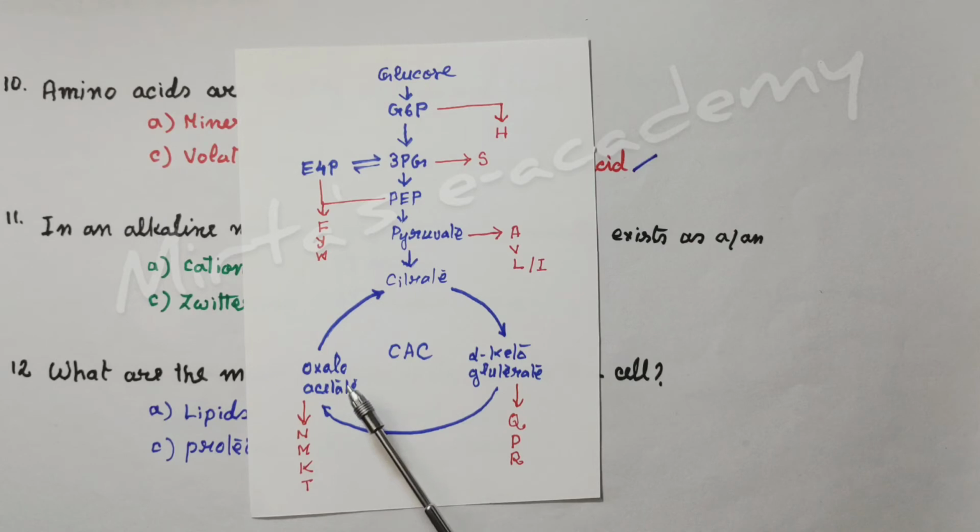Then it is oxaloacetate. Oxaloacetate gives us N, M, K and T. N is asparagine, M is, we all know, methionine. Then K is lysine and T is threonine. So you understood the source of all types of amino acids in our body. Main is glucose.